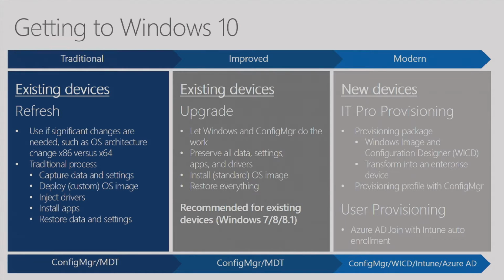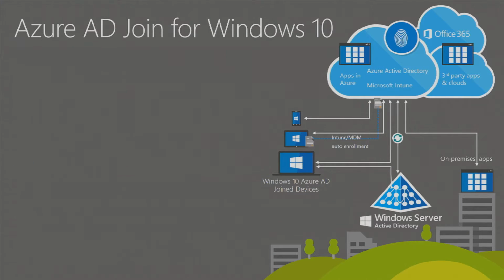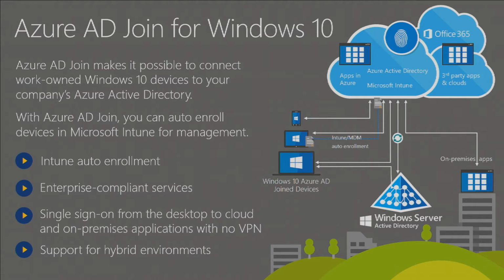And then there's user provisioning through AAD join and auto enrollment. I'm assuming you're pretty familiar with this whole AAD join process, but at a high level, there's a screen when you turn on the PC. It asks the user if this is a corporate-owned device. They say yes. It takes them to the Azure Active Directory sign-in page.